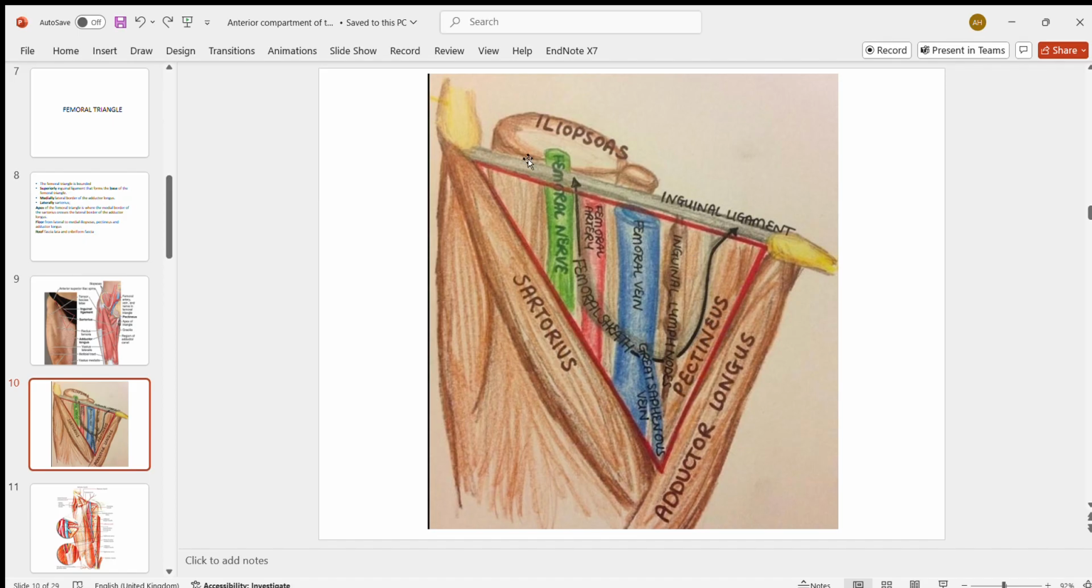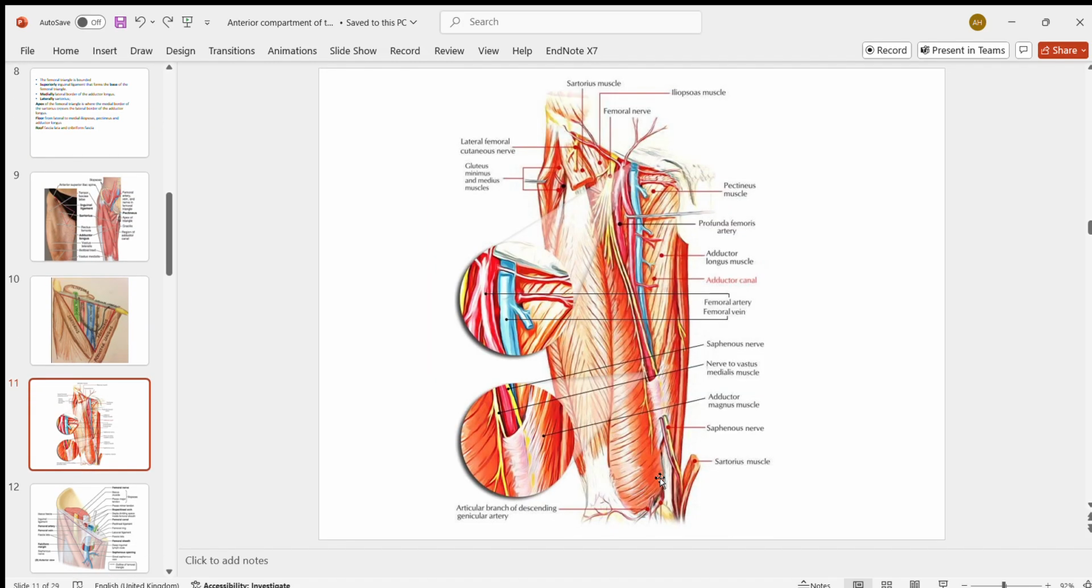And in this picture, we can very clearly see the boundaries again. The base is formed by inguinal ligament, lateral boundary by sartorius, medial boundary by adductor longus, floor by pectineus, adductor longus, iliacus, and psoas. Here you can see the iliopsoas. Apex is the point where these two boundaries meet, and the sartorius and the adductor longus cross at the level of apex of femoral triangle.